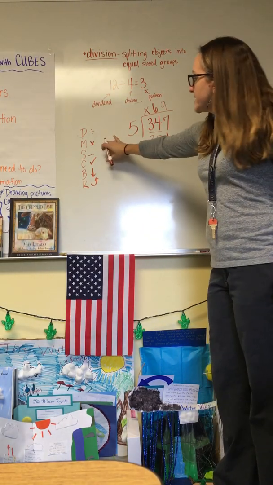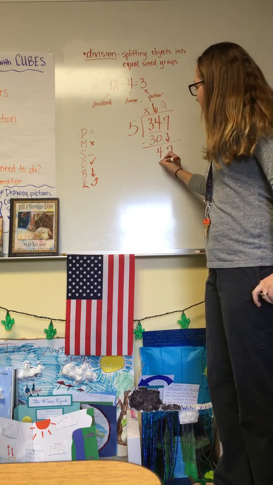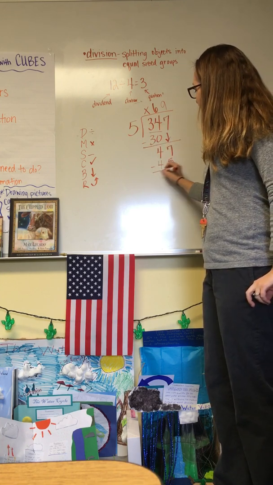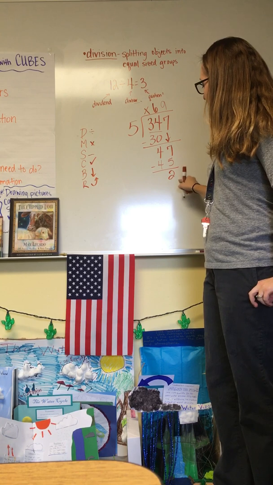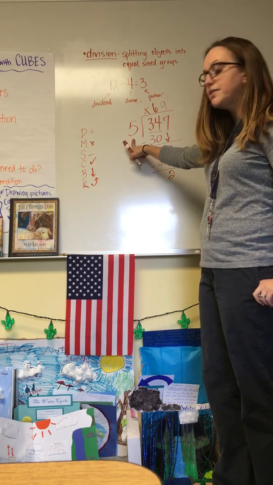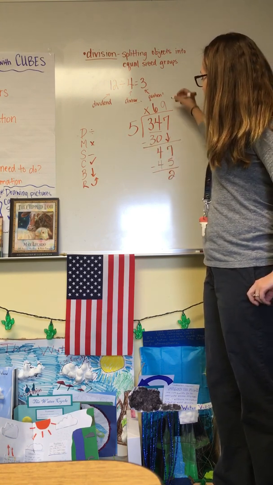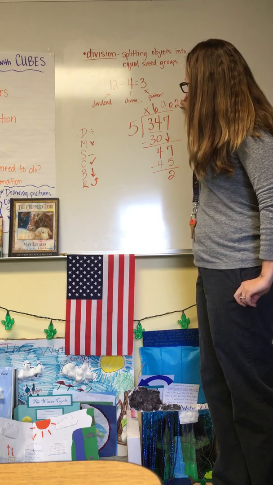All right, my next step is to multiply. 9 times 5, 45. I subtract. I get 2. 2 is smaller than 7. I have nothing left to bring down, so 2 is my remainder.